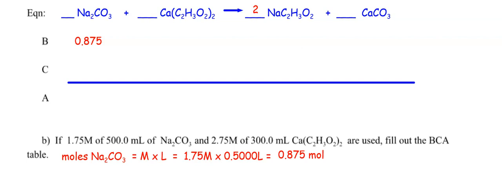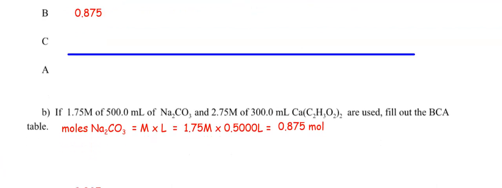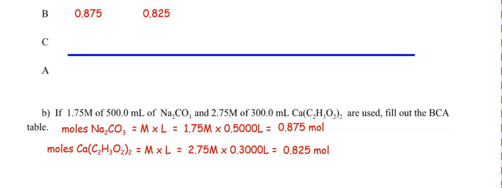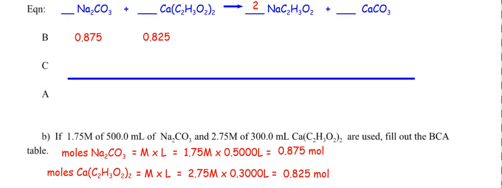Now what? I need something about my calcium acetate. Well, what do I know about my calcium acetate? I know that I have 2.75 molar solution and I have 300 milliliters of it. So how many moles is that? Well, isn't that equal to molarity times liters? Well, yes, it does. All right. And so I get 0.825 moles of that. So let me put that up here. Oops, I need to scroll back up again, don't I? All right. So now what?